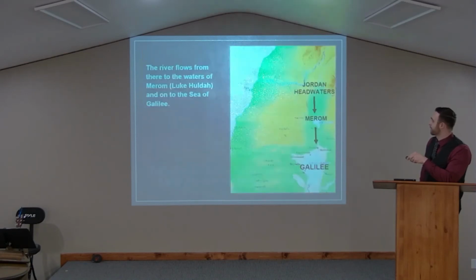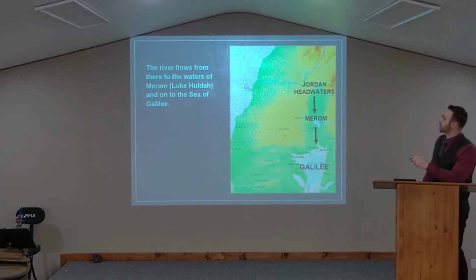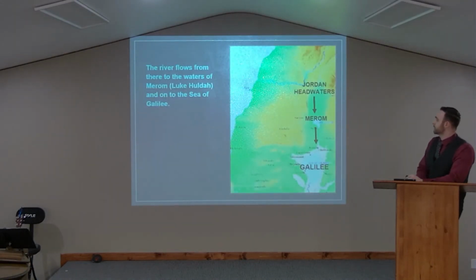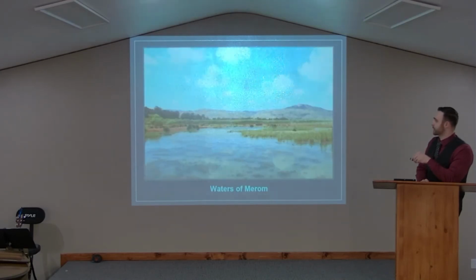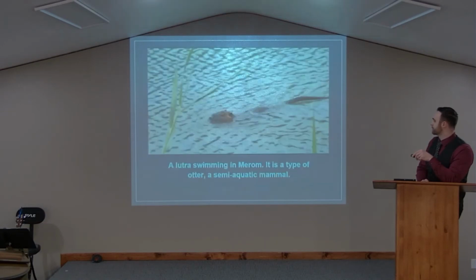So the river flows there to the waters of Merom, or Lake Huleh, and then on down to the Sea of Galilee. So all throughout this area we have very lush land, and a lot of agriculture can occur there. Here's what the waters of Merom look like today, kind of like a big swamp. There's some type of critter out there in the middle. Here's something called a lutra.